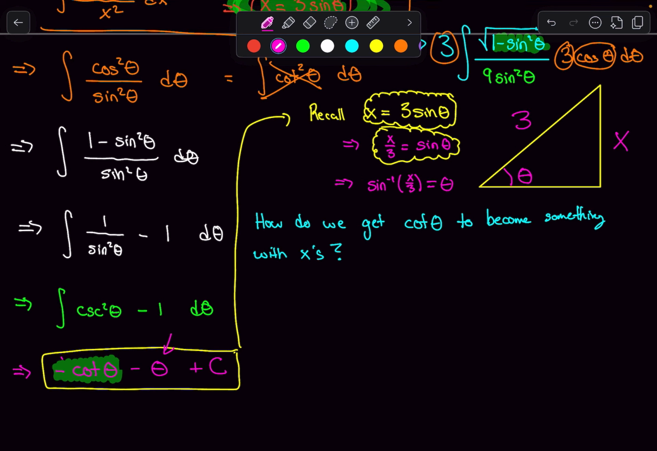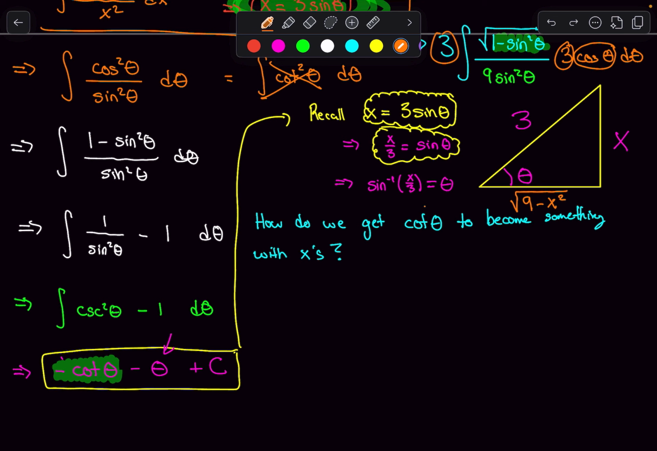Opposite over hypotenuse. And that would make this missing side the square root of 9 minus x squared. Now, I'm not going to do that algebra for you, but it's the Pythagorean theorem, right, that a squared plus b squared equals c squared. And so you can solve for this missing side, no problem.